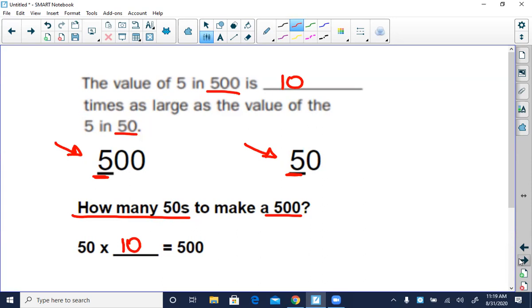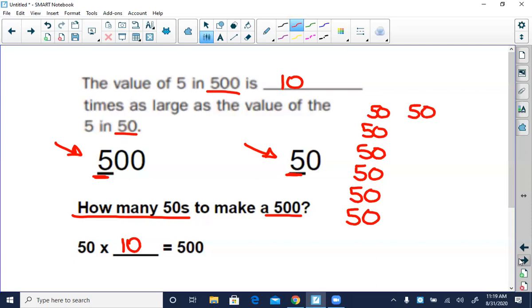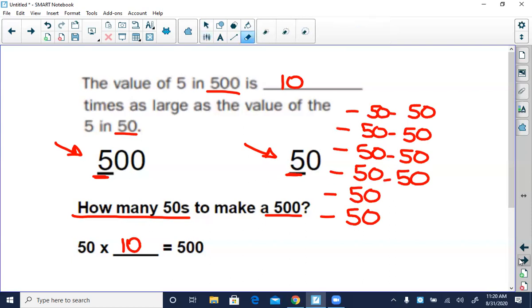If you don't trust me, kids, let's look here. 50, 100, 150, 200, 250, 300. That's 6. 350, 400, 450, 500. 1, 2, 3, 4, 5, 6, 7, 8, 9, 10. It takes 10 50s to make a 500. So it's 10 times larger.